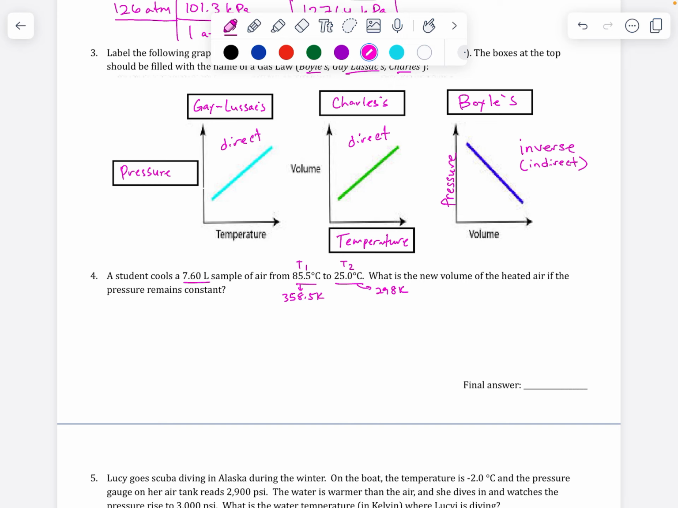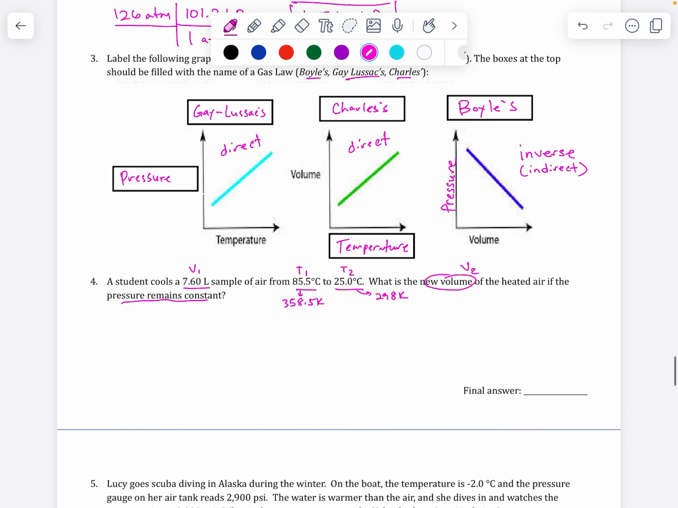Context clues, right? This is my V1, that's liters for volume. I'm looking for new volume, which is V2, right? And so what we can do is say, because pressure remains constant, our usual go-to would be to set something up that looks like this, where we have to inventory what we're given and what we don't know. So we know that our volume is 7.6 liters.